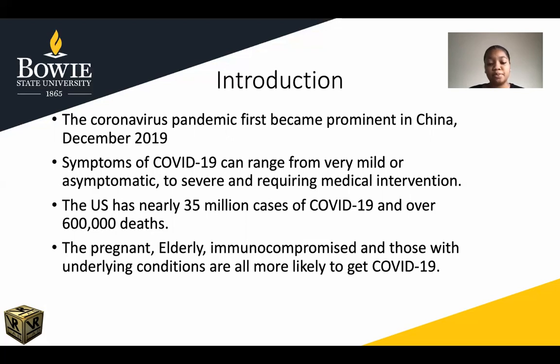Elderly individuals, pregnant people, and those who are immunocompromised or have underlying conditions are all at greater risk for contracting COVID-19 and having a severe case. Severe cases may require hospitalization, a ventilator where the patient is having trouble breathing, ICU treatment, and can result in the death of the patient.